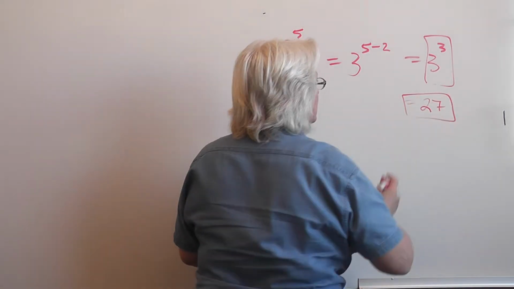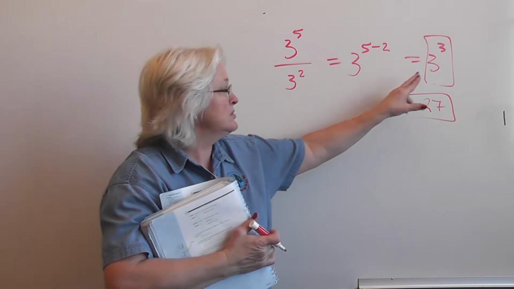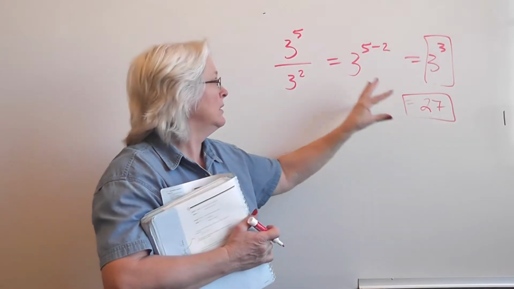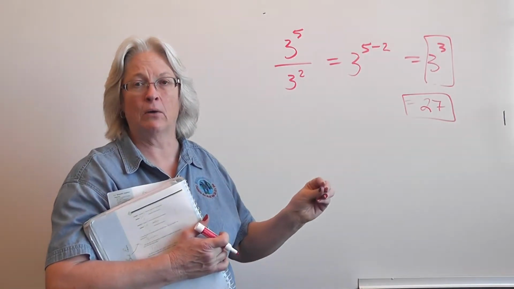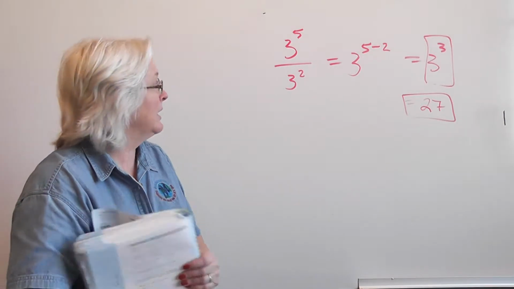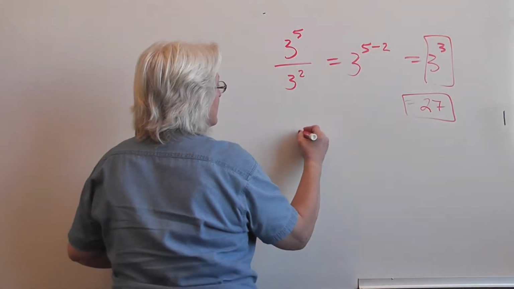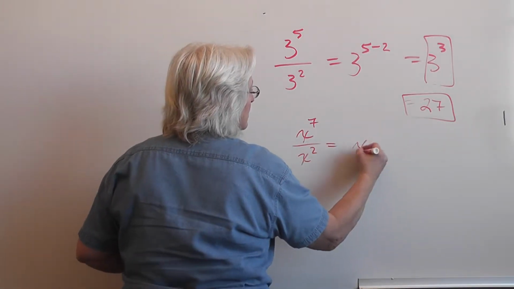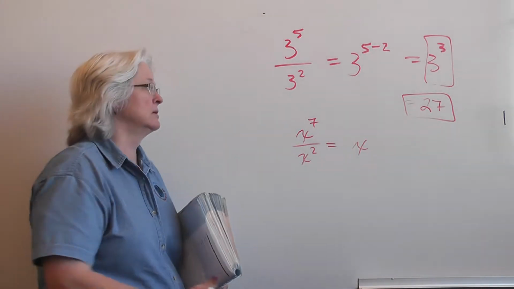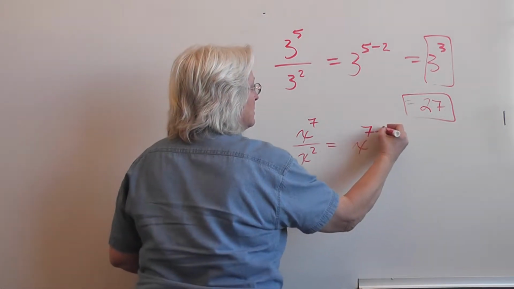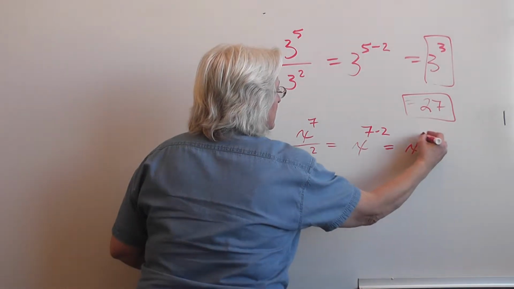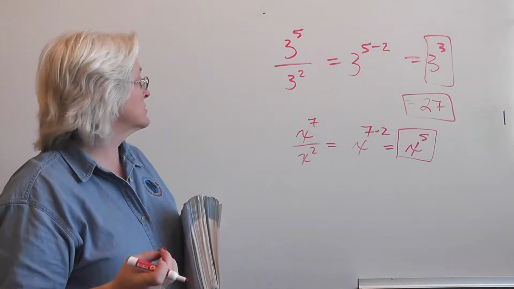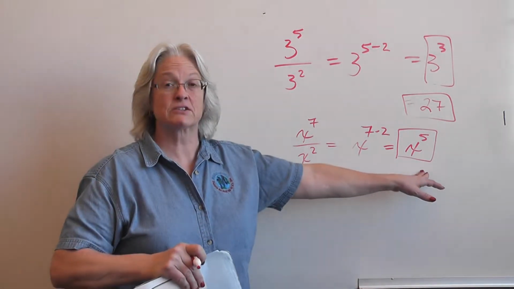So whenever you are doing problems that include just a number raised to a power, typically they want you to multiply that out. When you have variables raised to a power, obviously you have nothing that you can multiply out. So if you had x to the 7th divided by x squared, you have powers that have like bases. You keep the base, you subtract the exponent, and you see that x to the 7th divided by x squared is equal to x to the 5th.